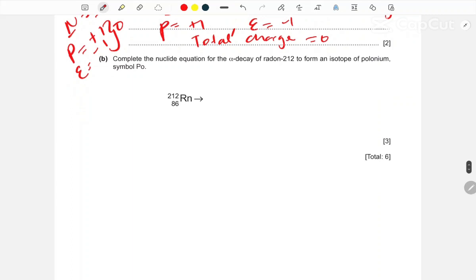Part B. Compute the nuclide equation for the alpha decay of radon 212 to form an isotope of polonium, symbol Po.